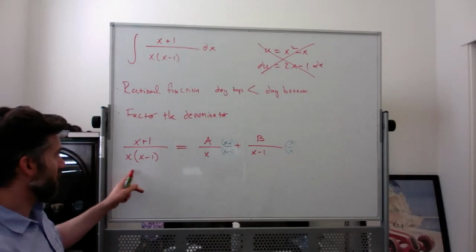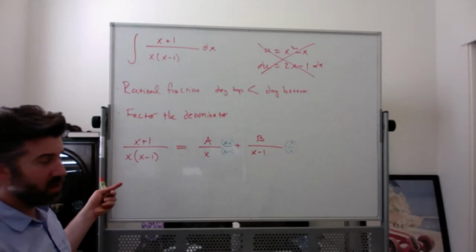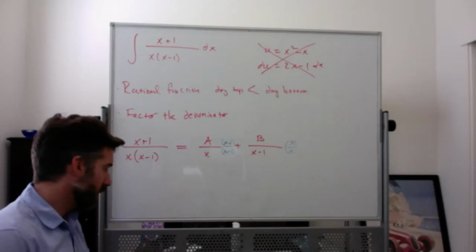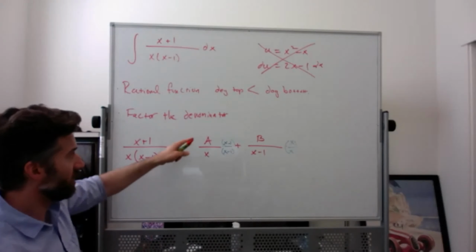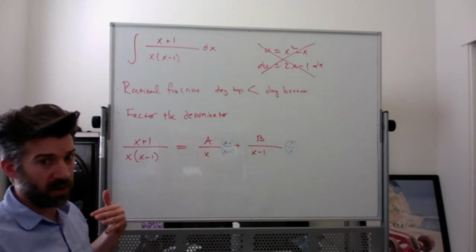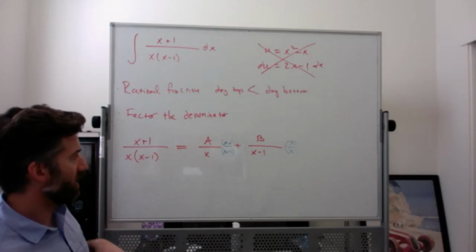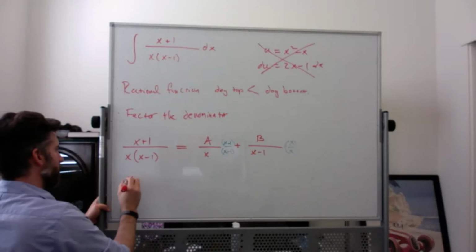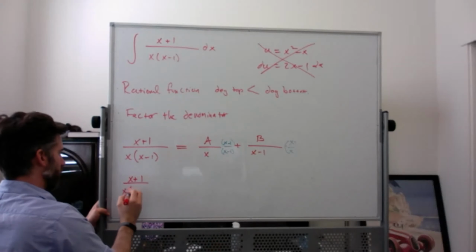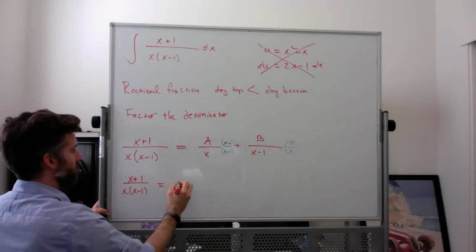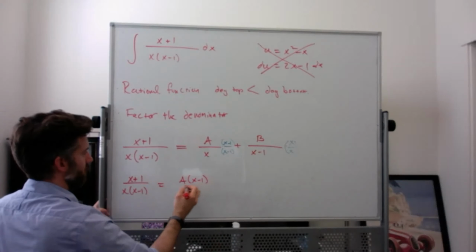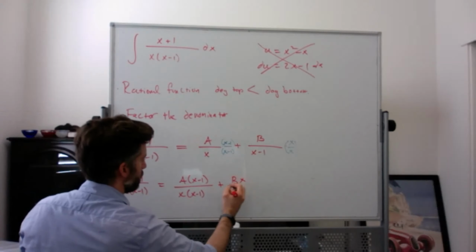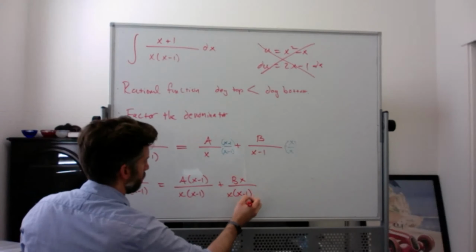So if you have a denominator that can be factored into different parts, you can express that fraction as a sum of fractions with those separate denominators. And in fact, the way we figure out what the numerators are is by going backwards and saying, I'm going to multiply this by (x - 1) over (x - 1), and this by x over x. So here's what I get. You get (x + 1) over x times (x - 1) equals A times (x - 1) over x times (x - 1) plus B times x over x times (x - 1).